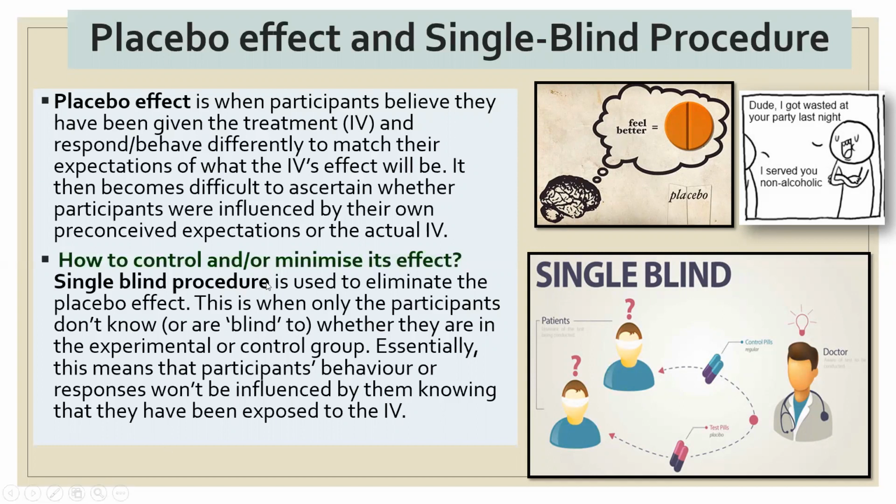So a single blind procedure is when only the participants, only a single group here, are blind to whether they are receiving the experimental or control treatment. Essentially, when you don't know whether you're receiving the real IV or not, you're not going to change your behavior to match that particular expectation. So that's what the placebo effect is about.